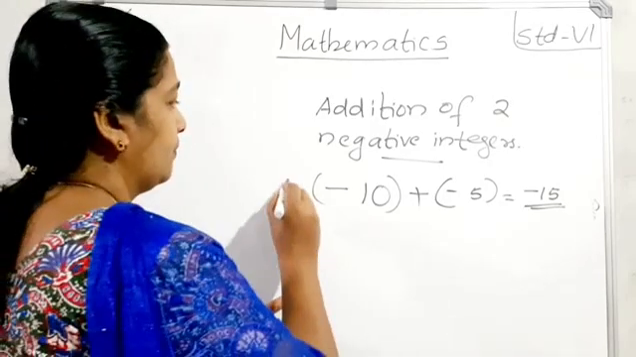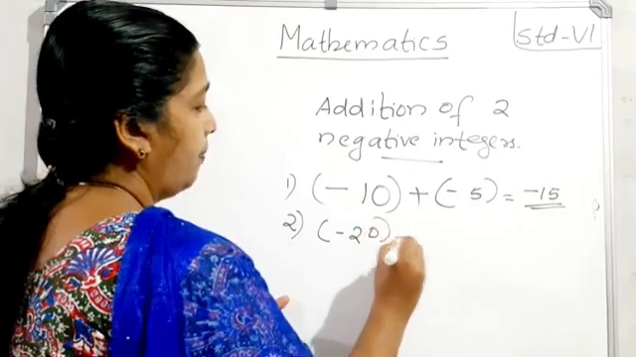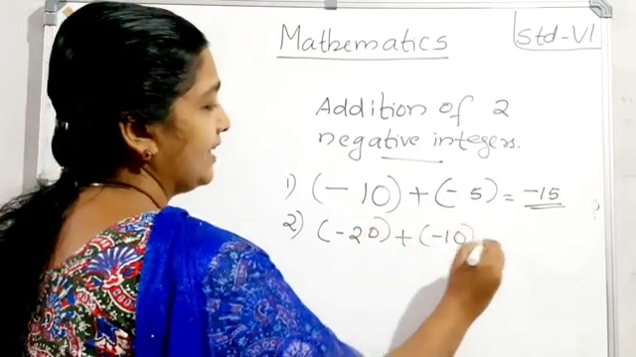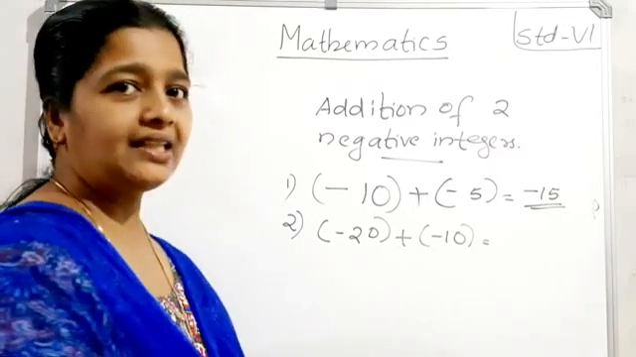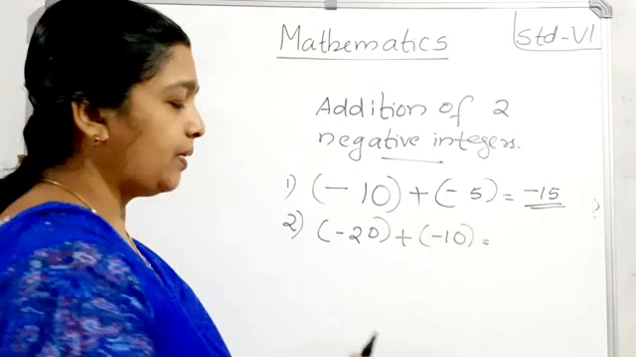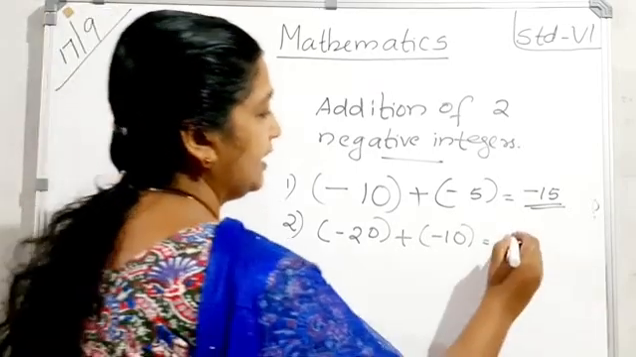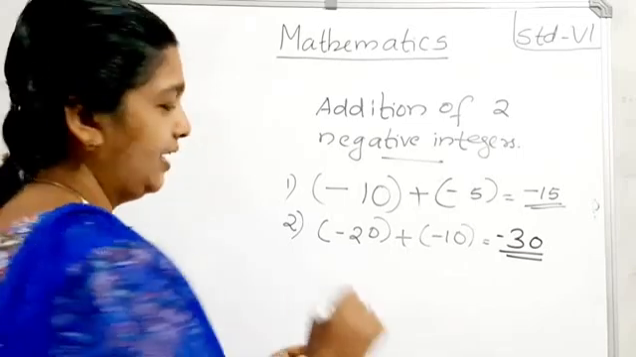Next question. Then 2. Minus 20 plus minus 13. Say the answer. 20 plus 10 equal 30. Yes, 30. That is 20 plus 10, that equal 30. Which symbol? Minus symbol. Clear? Next question.